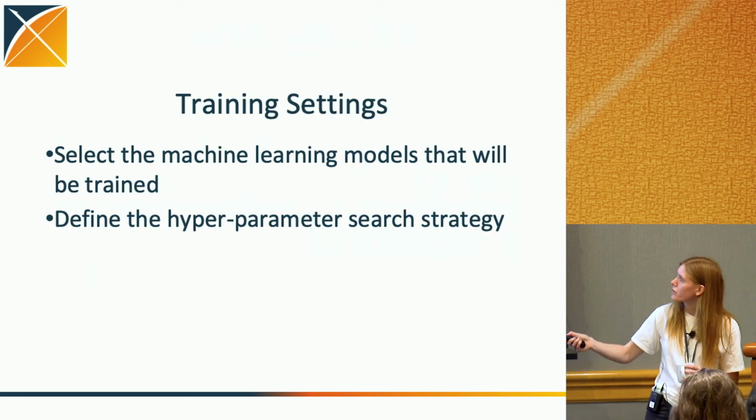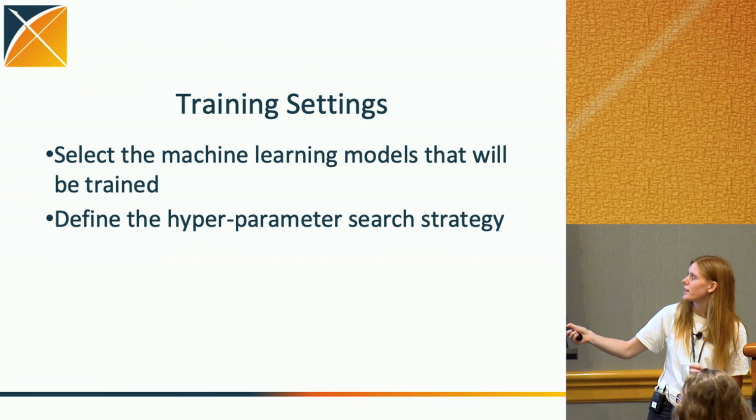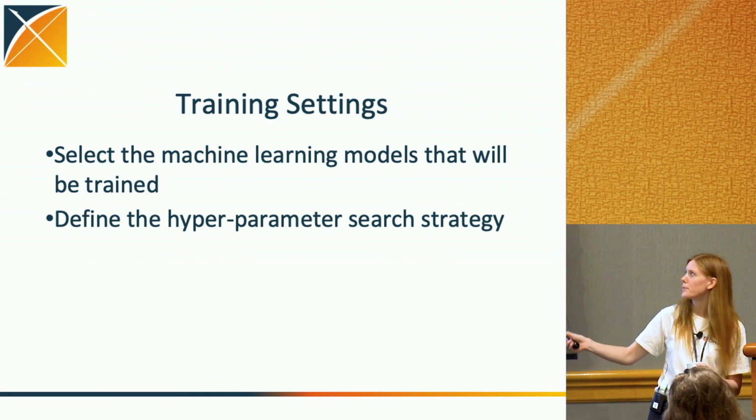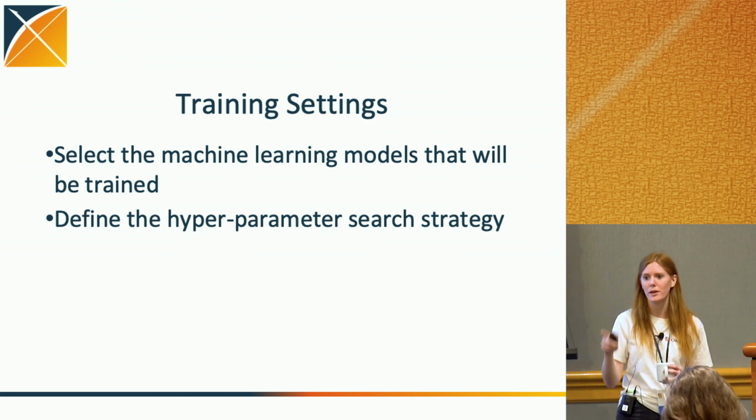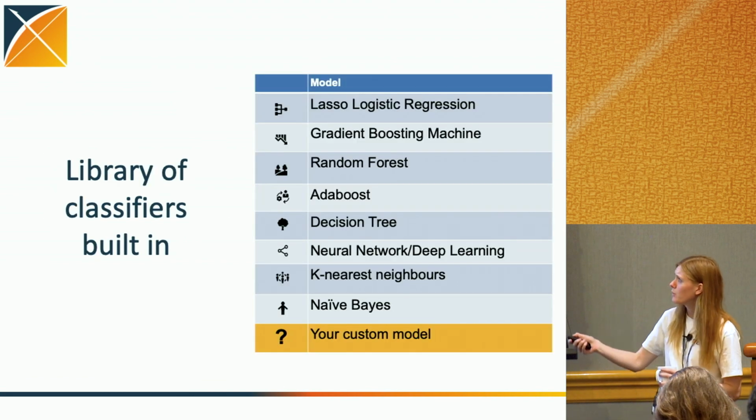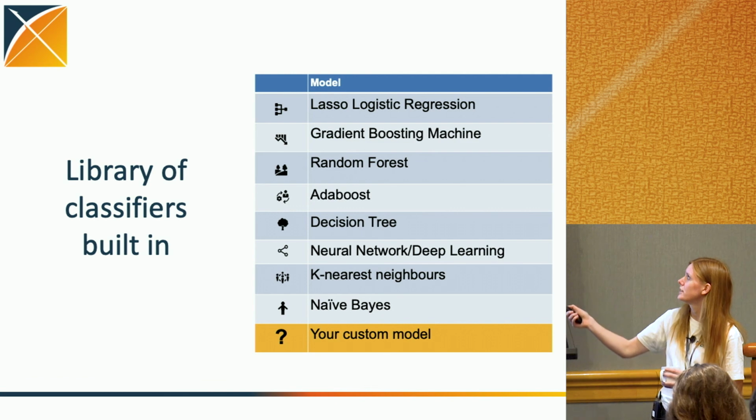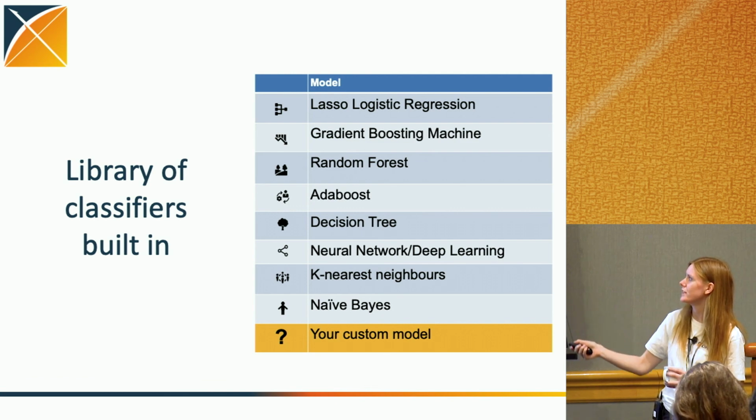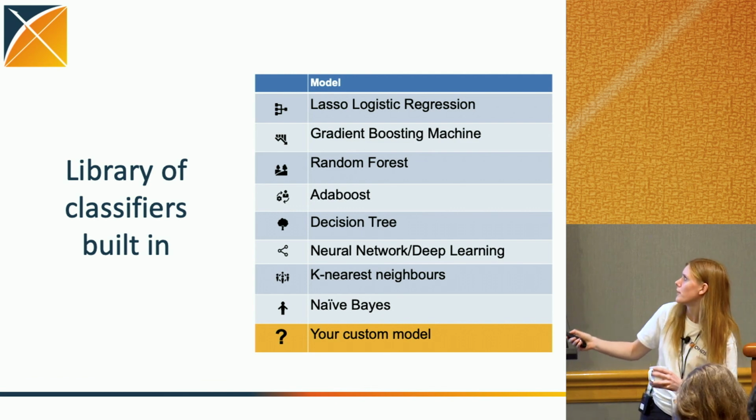Then you've got your training, so you want to select your machine learning, and then you define these hyperparameters. Hyperparameters effectively control how complex your model is, how complex that decision boundary can be. We have lots of different classifiers built in. So these are the ones that we have in our package.